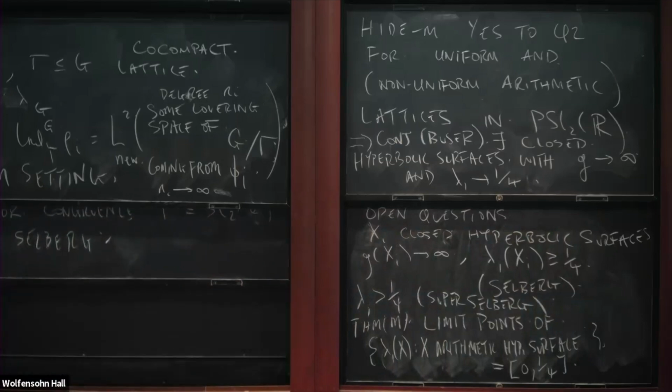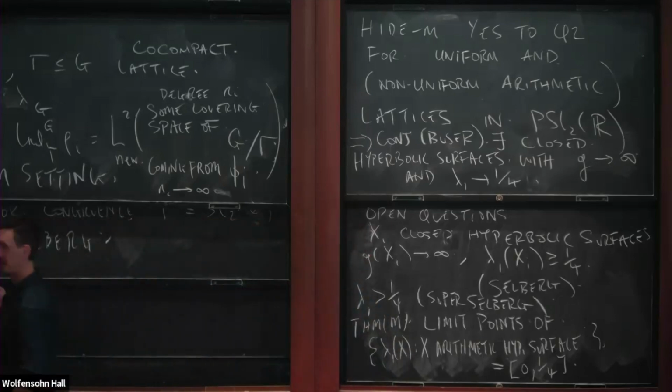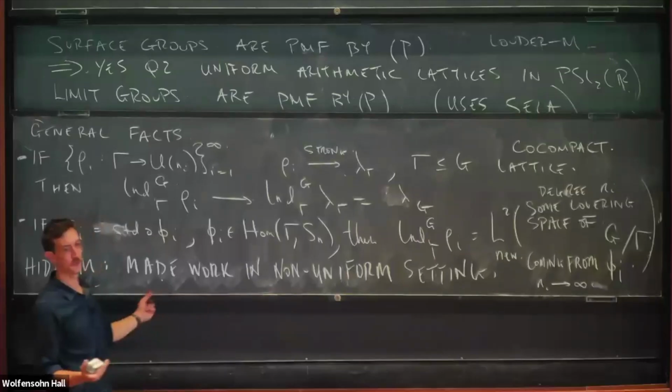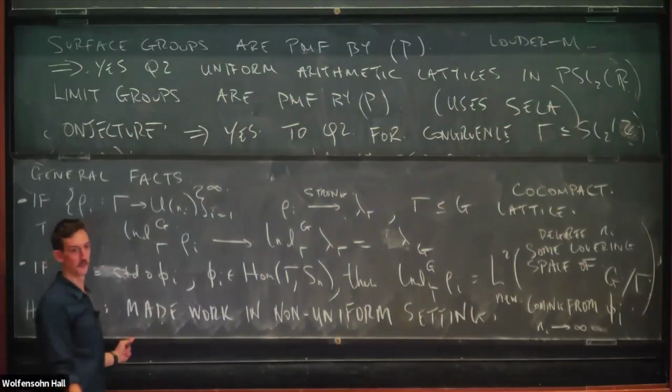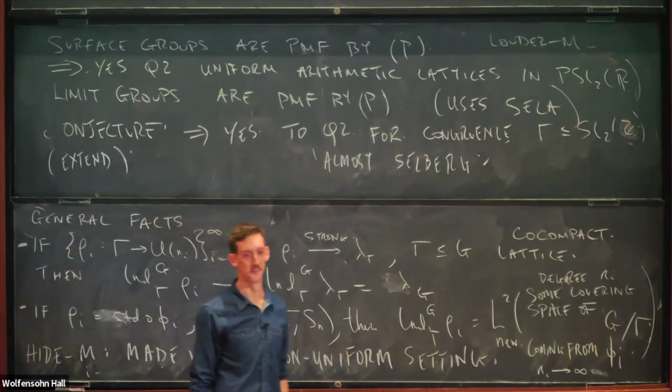What is a Selberg surface? That's exactly this: lambda 1 at least 1/4. The Ramanujan graphs are named after the Ramanujan-Petersson conjectures, and I think they should be named after the Selberg conjecture.